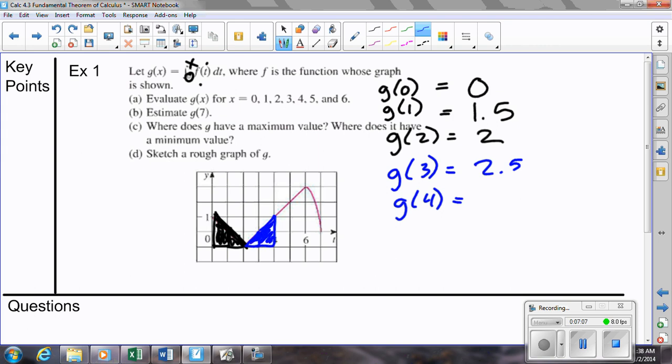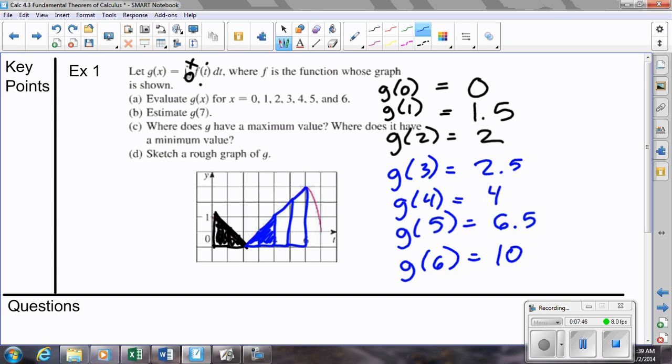Okay, combined together, 2 and 2, that would give us an area of 4. And g of 5 then, g of 5 adds on another 2.5 in the area, giving us 6.5. G of 6. G of 6 is going to add on this region, which adds on another 3.5, which gives us an area of 10.